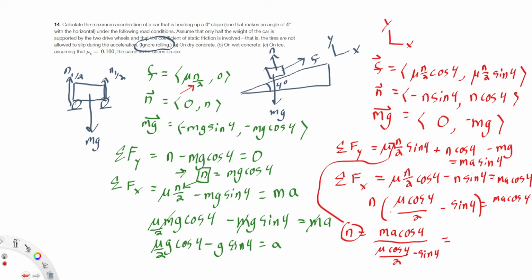Right, so this is our expression from the x direction, then we'd have an expression from the y direction that looked something like ma sine 4 plus mg over, let's see, there's going to be mu over 2 sine 4 plus cosine 4. Yeah, that looks pretty bad.